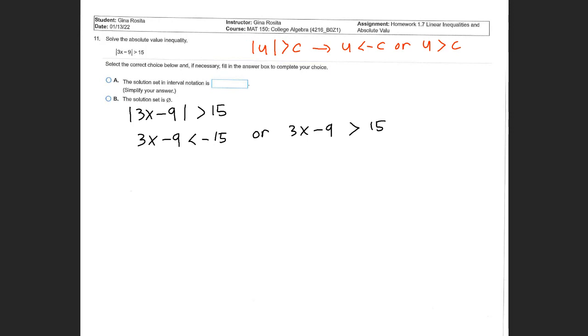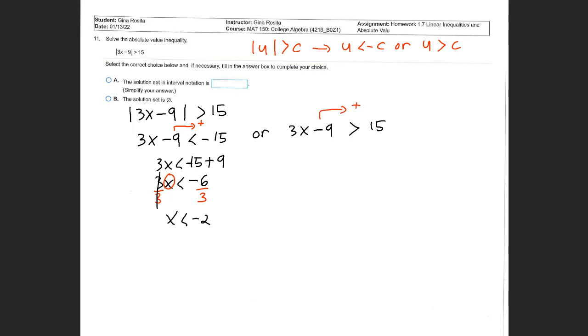Now we're going to solve. Negative 9 moves to the right side and becomes positive, so 3x less than negative 15 plus 9, which is negative 6. We need x, so you divide by 3. The answer is x less than negative 6 divided by 3, which is negative 2. Now go to the next one.